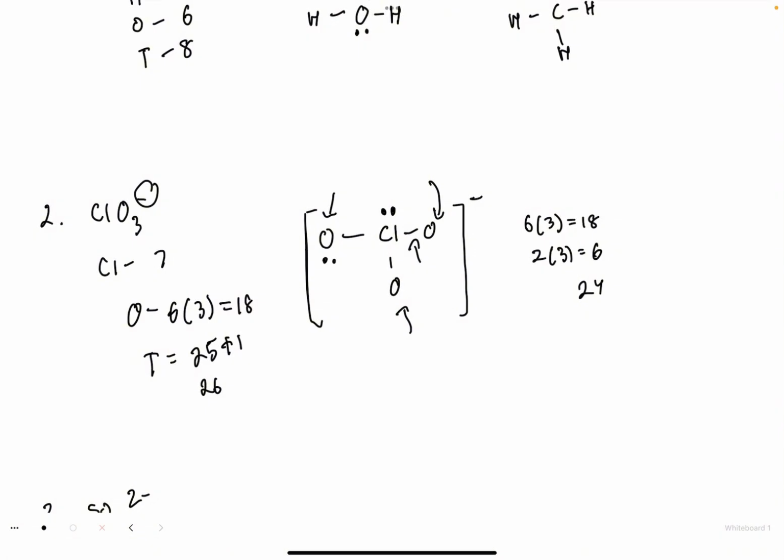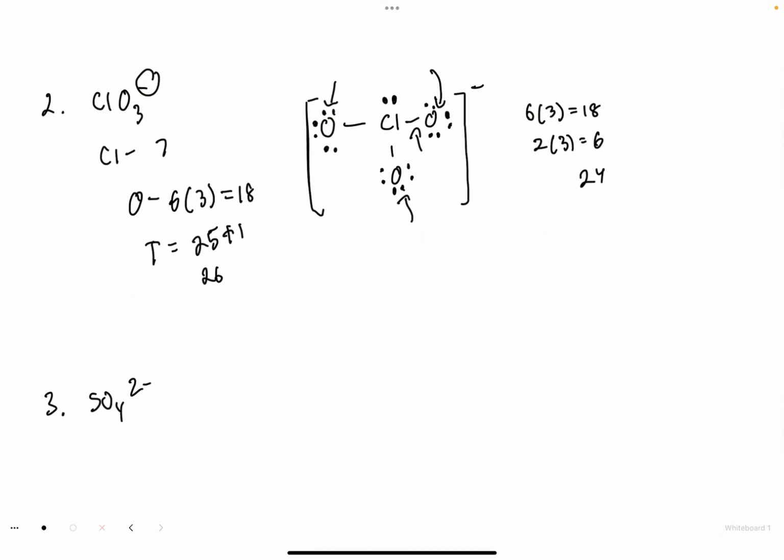So in this case, I would have 6 on each oxygen and only single bonds, and a lone pair on chlorine. And make sure you have the dots next to each other. It's really important.